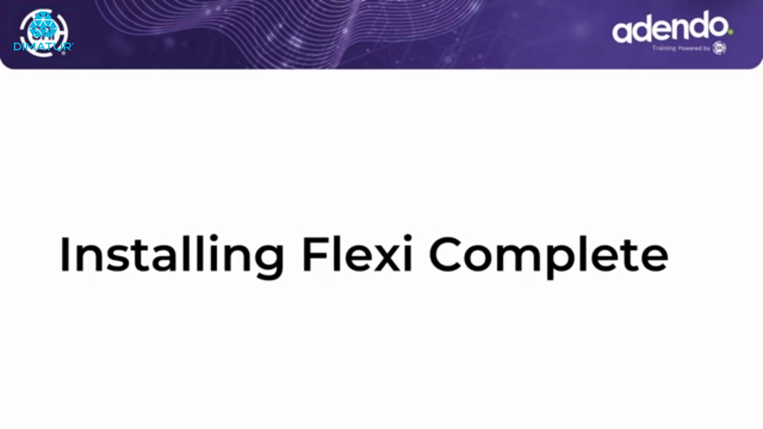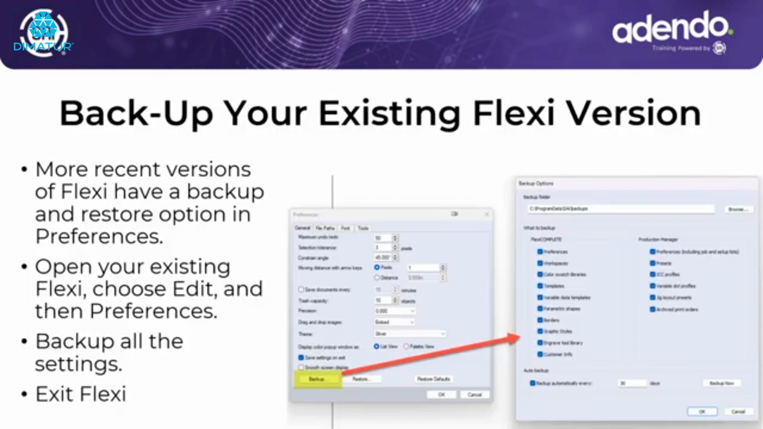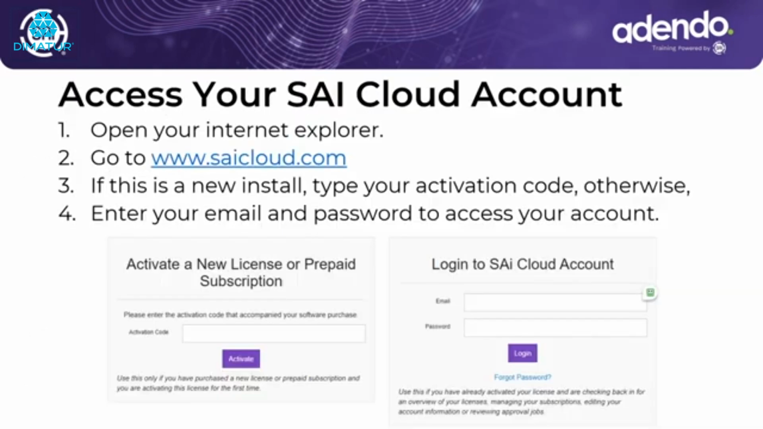Okay, if you've done all that prep, it's time to start installing Flexi Complete. So let's get started. If you're already a Flexi user, and you have a Flexi version that allows this, what I want you to do is back up your existing setup. The more recent versions of Flexi have a backup and restore option that's found in the edit menu under preferences. So open that up and back up your system. Once you do that, you can then exit that version of Flexi.